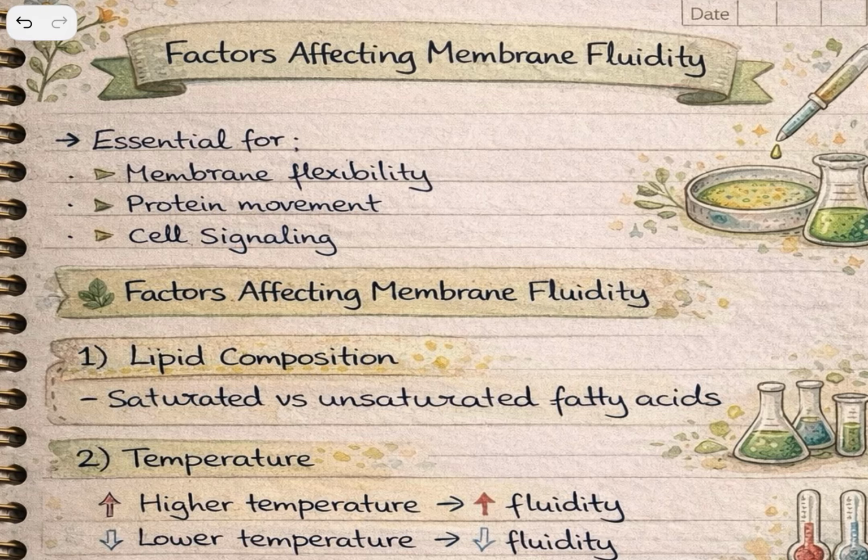In the last video, we discussed the motion of lipids in the cell membrane. So let's continue. Next is factors affecting membrane fluidity. Membrane fluidity is essential for membrane flexibility, protein movement and cell signaling. Next, factors affecting this membrane fluidity.